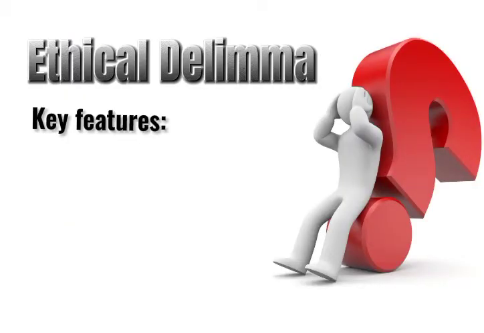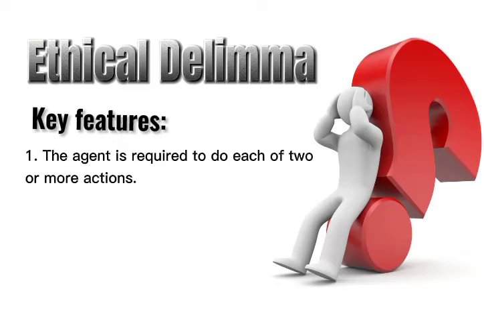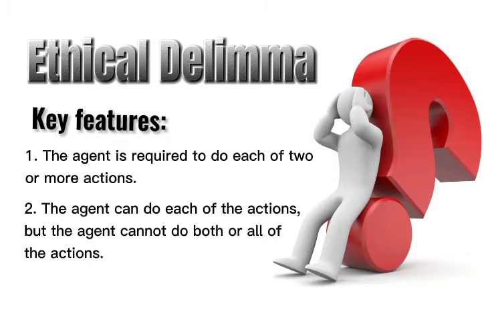The key features of a moral dilemma are these. First, the agent is required to do each of two or more actions. The second, the agent can do each of the actions, but the agent cannot do both or all of the actions. In a moral dilemma, the agent thus seems condemned to moral failure. No matter what he or she does, he or she will do something wrong or fail to do something that he or she ought to do.